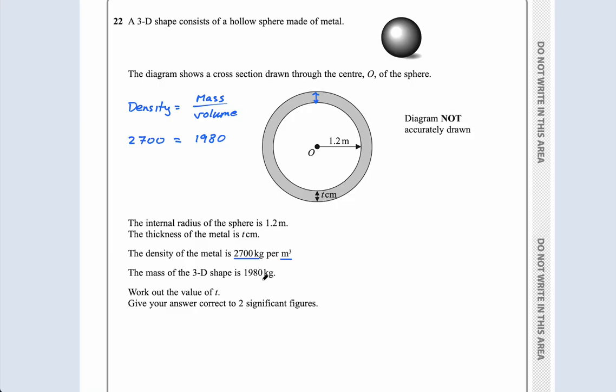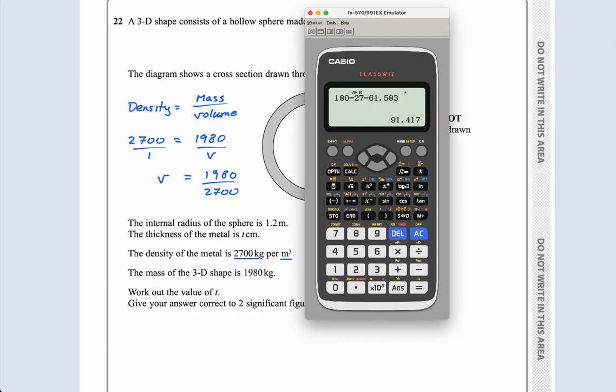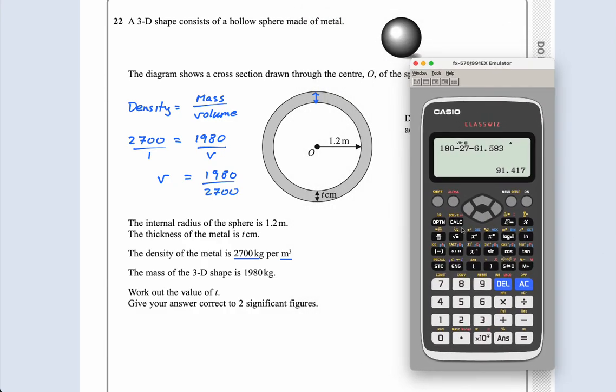And we don't have the volume. I'm just going to now call it V. If I cross multiply here, think of this as 1 if you like, V times this, and divide by 2,700, 1980 over 2,700. I might just do that on my calculator.